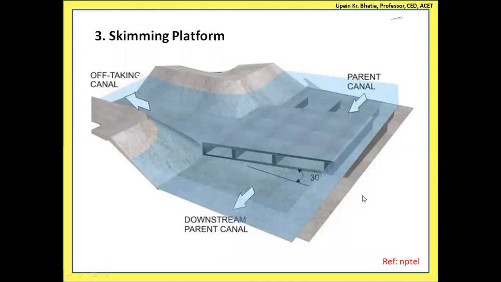So this is a 3D view, again taken from the NPTEL. Here what you see over here is the depth of this channel is considerably large as compared to the previous diagrams that you have seen. So it is generally provided where the depth in the parent canal is of the order of 2 meters. Means deep canals are there. So 2 meters is, you can say, sufficiently high depth in canals. If the parent canal is having this water depth of 2 meters or so, then the lower 0.6 meters is dedicated to these tunnels.